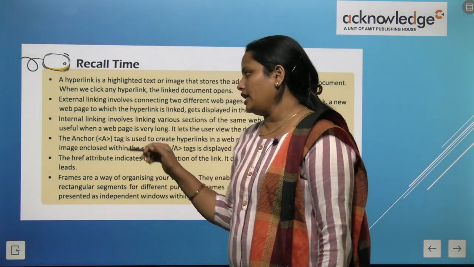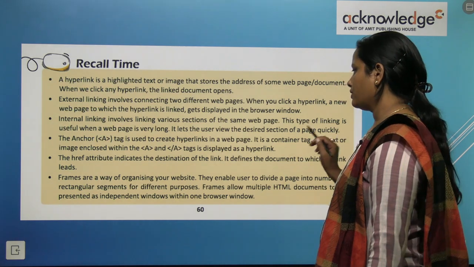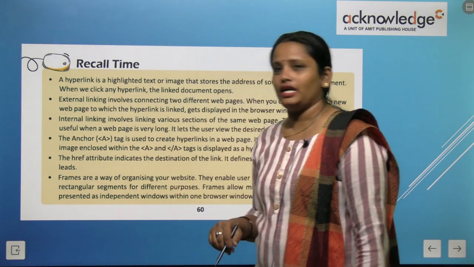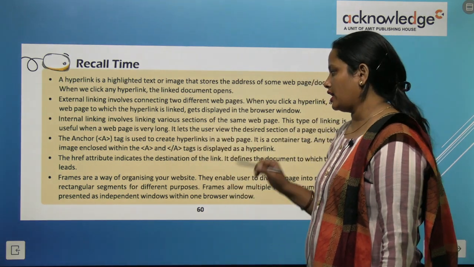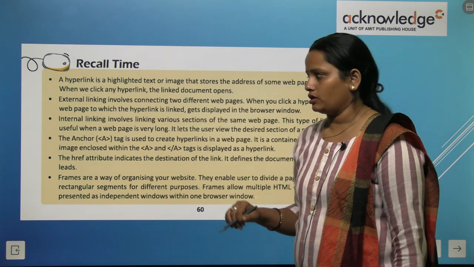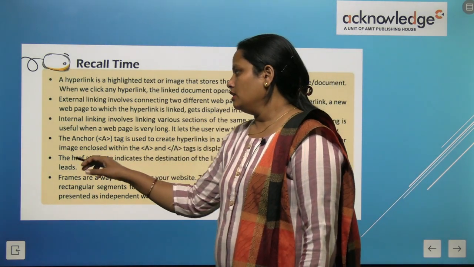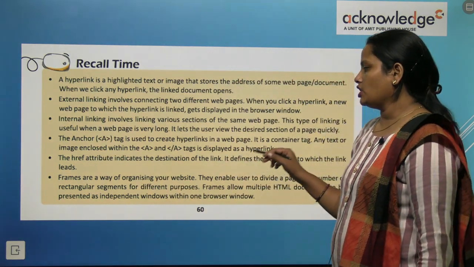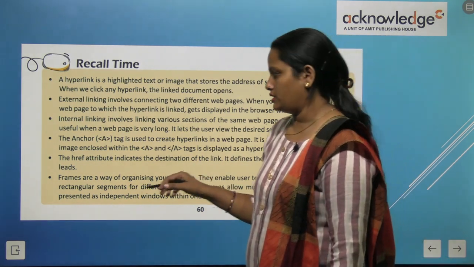The anchor A tag is used to create hyperlinks in a web page. It is a container tag. Any text or image enclosed within the opening A and closing A tag is displayed as the hyperlink. So whatever is in between will be displayed in our hyperlink. The href attribute indicates the destination of the link. It defines the document to which the link leads.